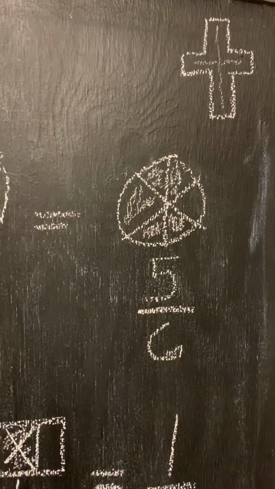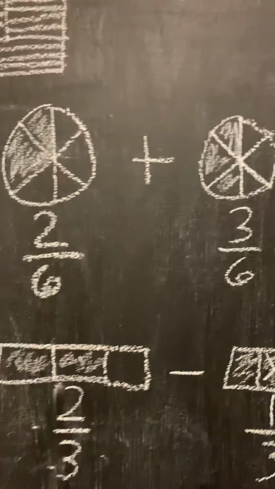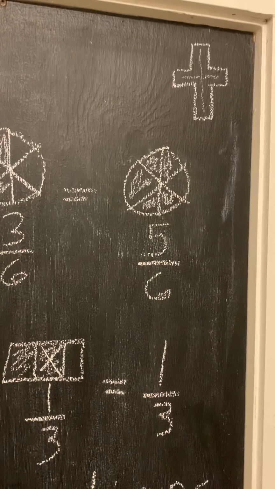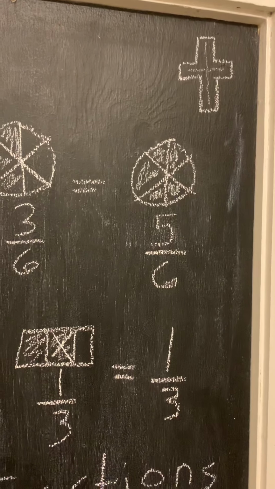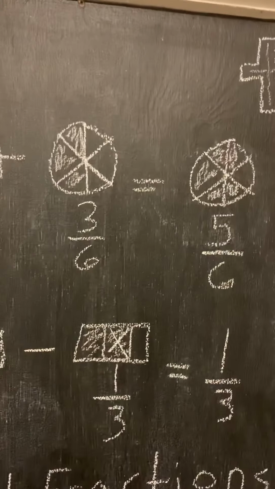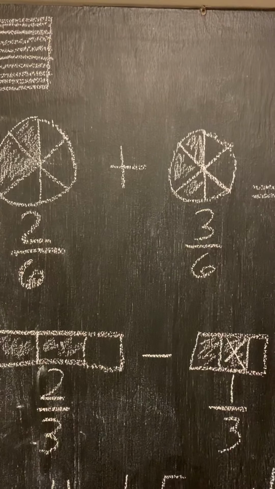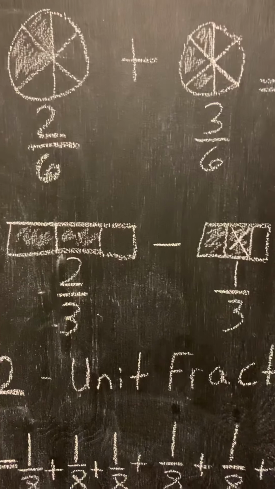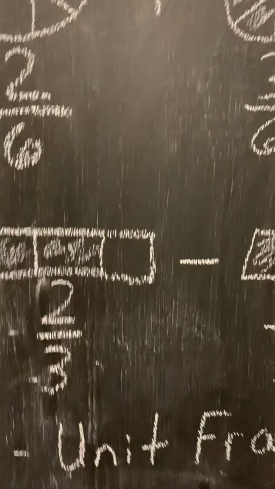Very good. You'll notice that the numerators, of course, get added together, but the denominators stay the same. The denominator is the total number of parts. So 2/6 plus 3/6 equals 5/6. Similar idea with subtracting fractions.